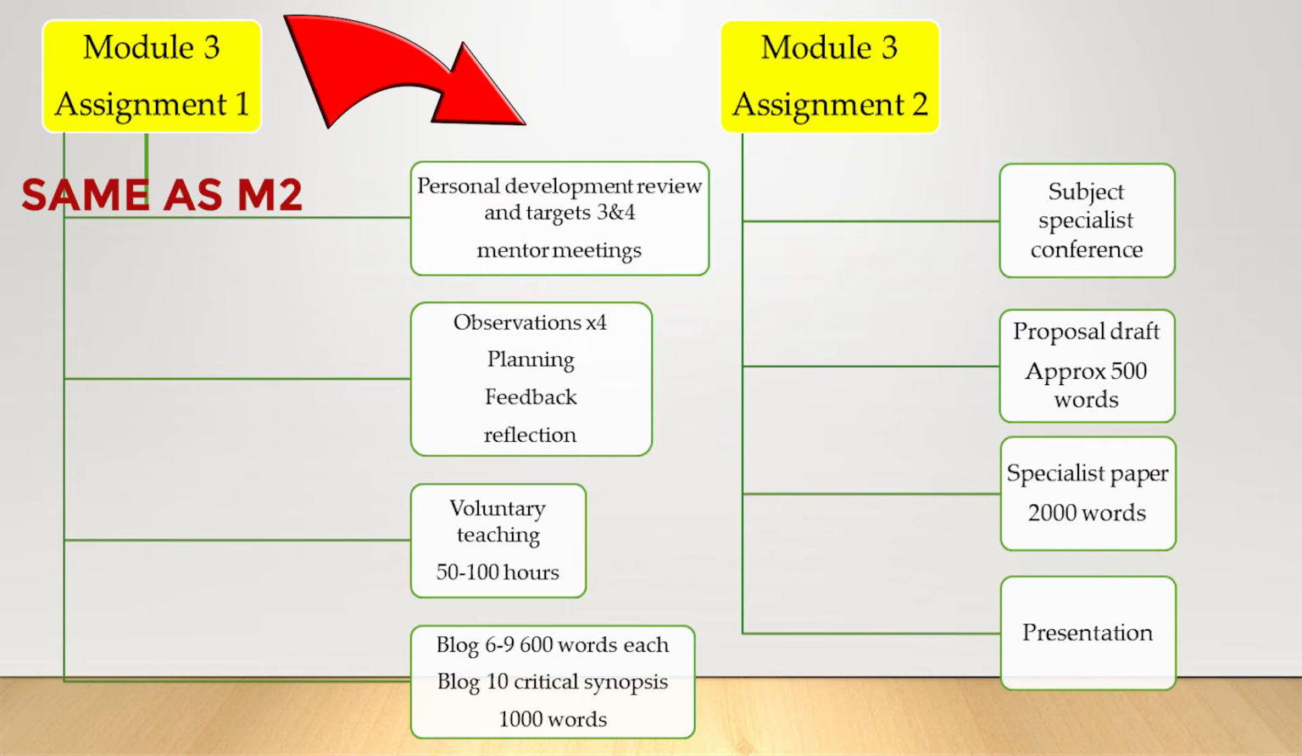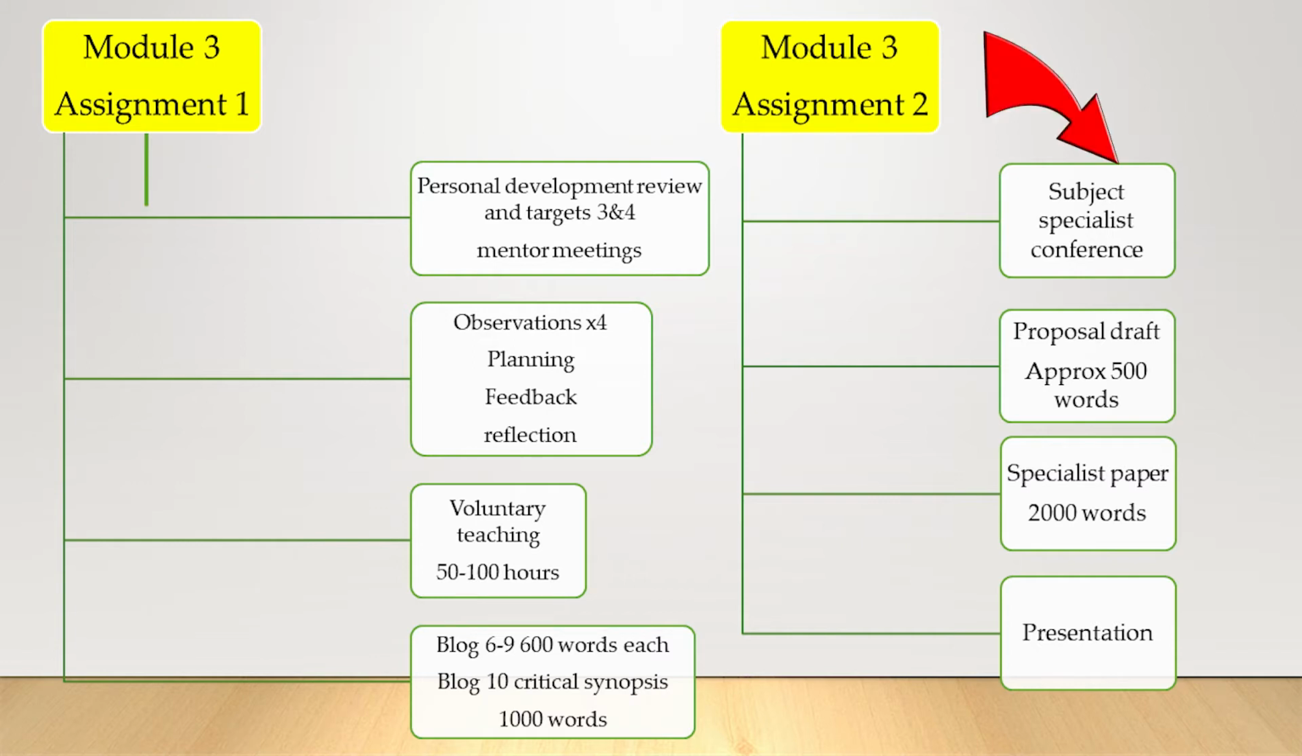Module 3, Assignment 1 is the same as the Module 2, Assignment 1, so there's not much of a change there. Module 3, Assignment 2 is your Subject Specialist Conference. The proposal draft for this paper is approximately 500 words. The rationale for the paper is 2000 words, and then finally is the presentation, where you present your presentation to the rest of your peers, whether it's online or whether it's a conference which is live.